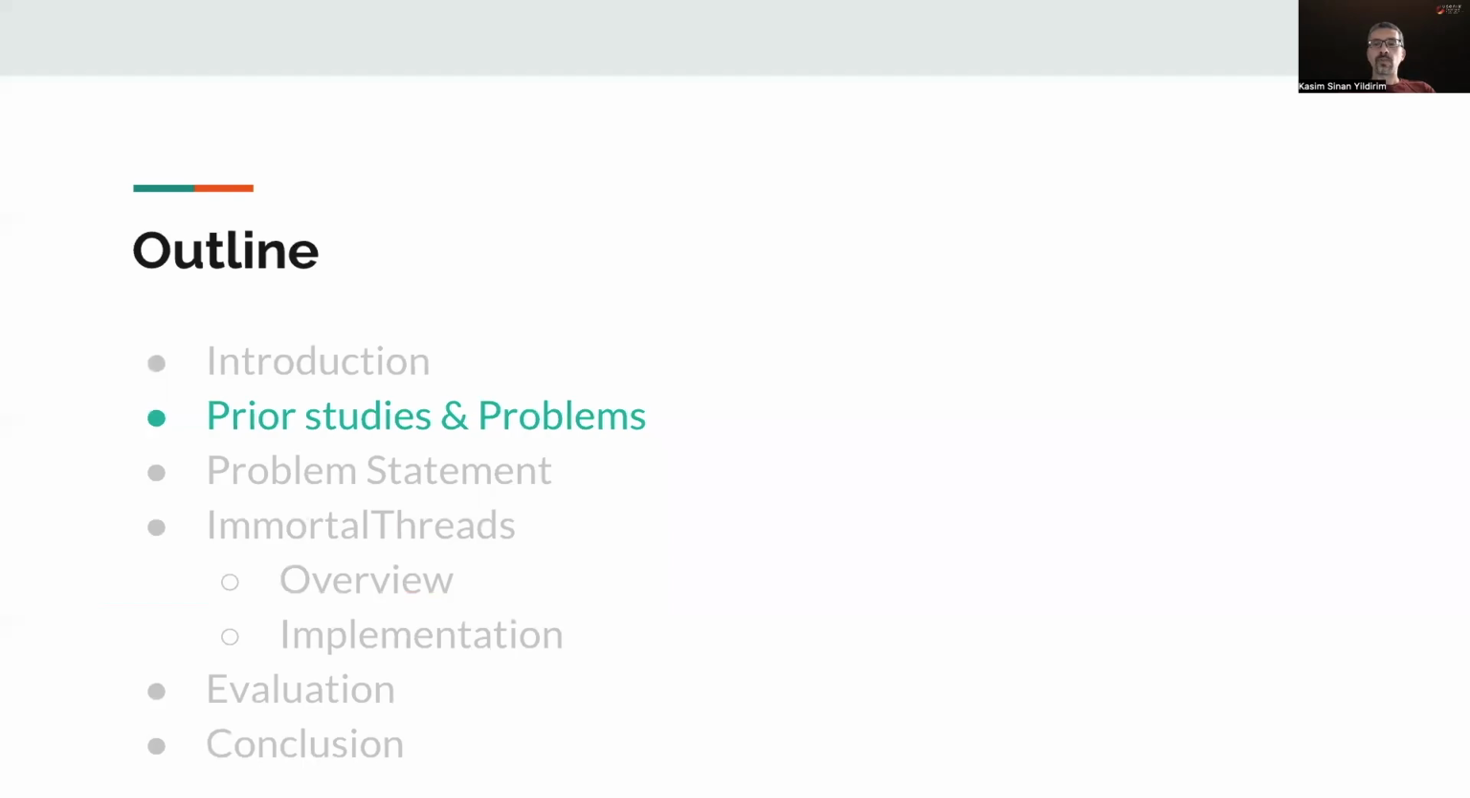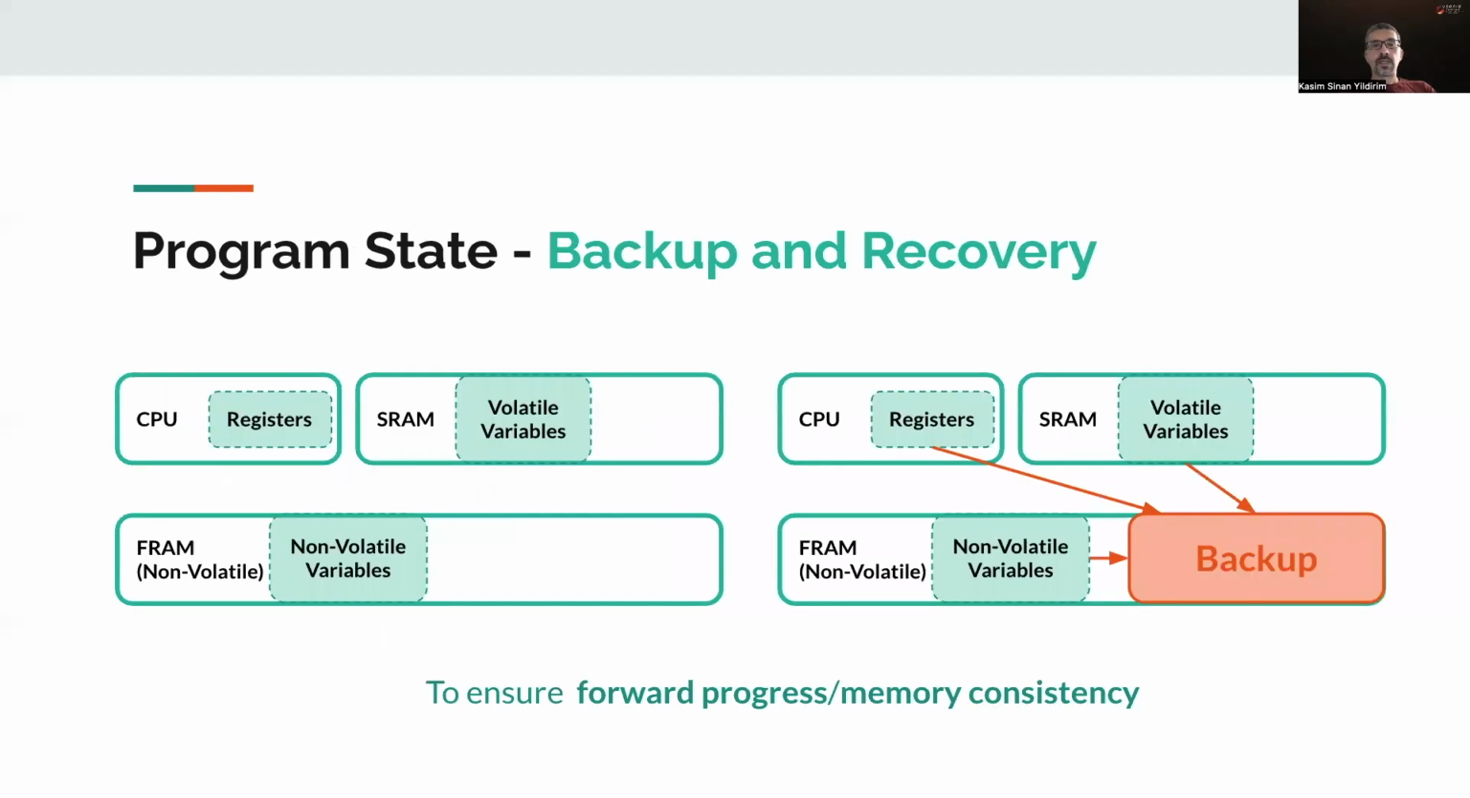Now, I would like to move on to the state of the art on intermittent computing. During intermittent execution, batteryless devices need to save their computation state in non-volatile memory when power failure is imminent. This backup enables forward progress by allowing recovery after a power failure. The computational state includes registers, volatile, and persistent variables.